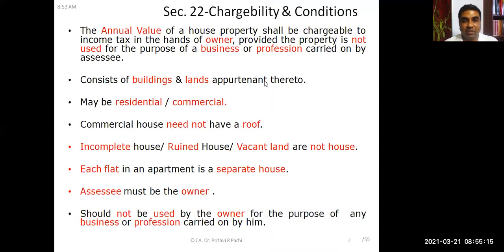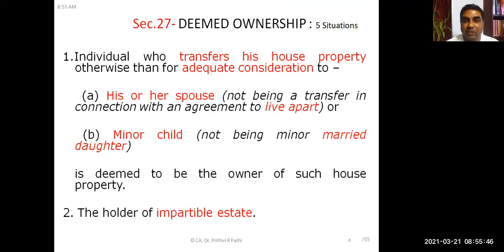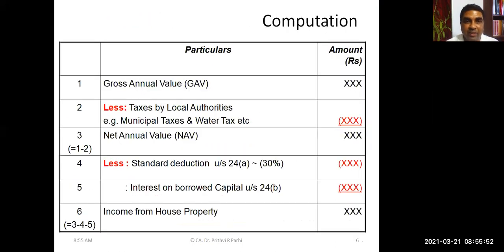Right. So we already know that it is the annual value of the house property which is chargeable to tax under this head, that is income from house property. House property includes building and land, apartment that may be used for residential purposes, maybe for commercial purposes, right? All these things, assessee should be the owner of the house. But in case assessee is using that house for his own business or profession, then it is not going to be taxed under this concept. We already know. And various kinds of ownership also we have discussed. We have also discussed the concept of deemed ownership.